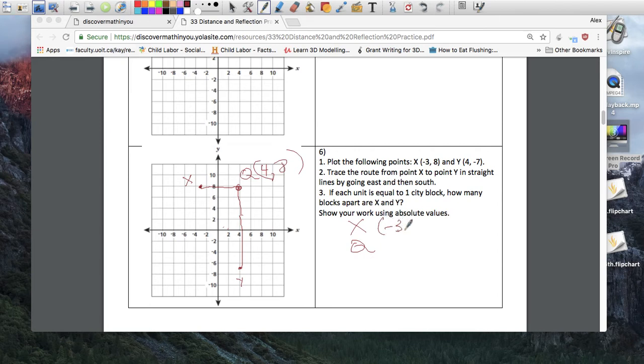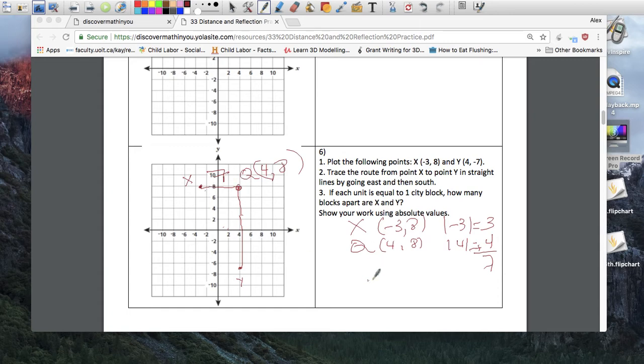So let's find the distance between X and Q. X is negative 3 and 8. Q is 4 and 8. They share the y in common, right? So we're going to find the absolute value of negative 3 and 4. Absolute value of negative 3 is 3. Absolute value of 4 is 4. And for the distance, we add 3 plus 4, which is 7. So this distance right here is 7 from X to Q.